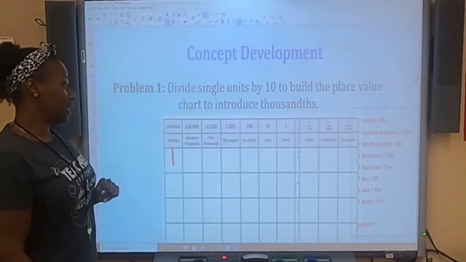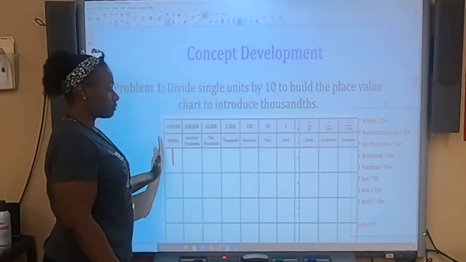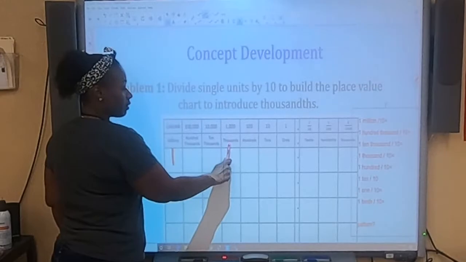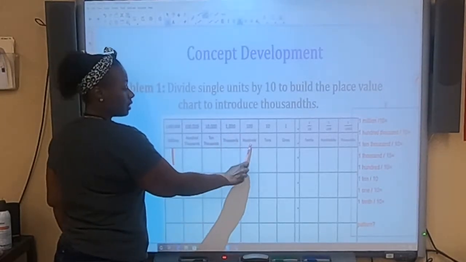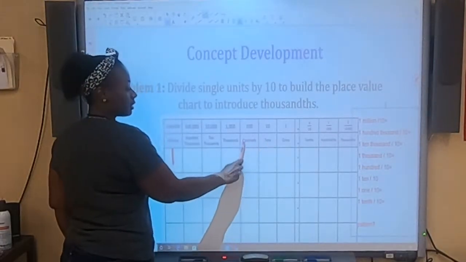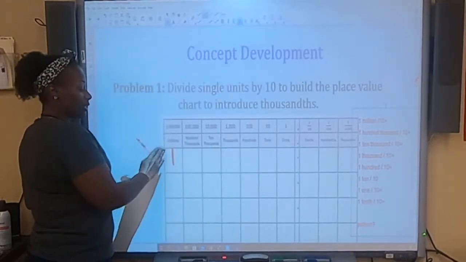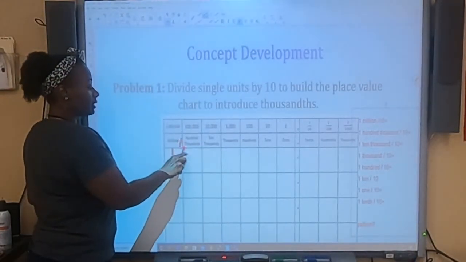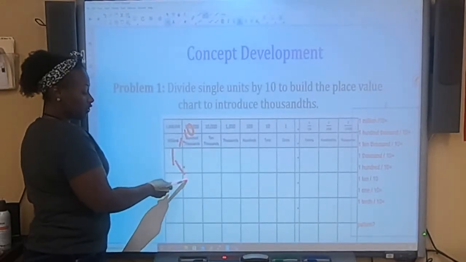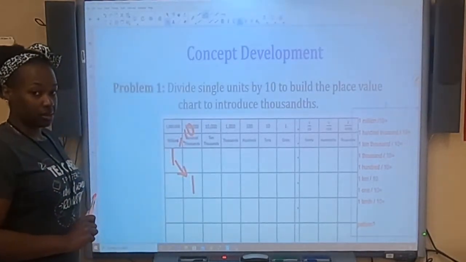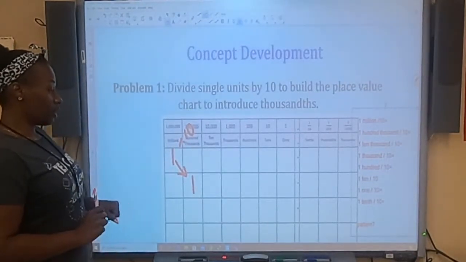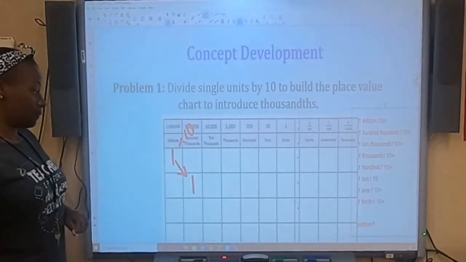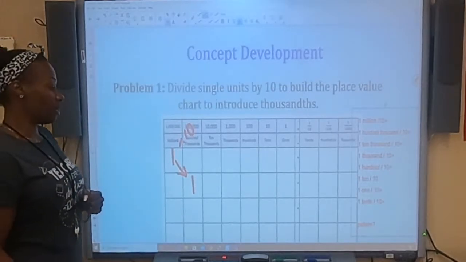If I want to divide it by 10, dividing takes my digits to the right, because if you notice, when I move from place values to the right, they get smaller. Thousands is smaller than 10,000s. Hundreds is smaller than thousands. Tens is smaller than hundreds. So anytime I'm dividing, my digits are shifting to the right to get smaller. So if I'm dividing by 10, all I have to do is shift my 1 to the hundred thousands. So 1 million divided by 10 will give me 100,000.